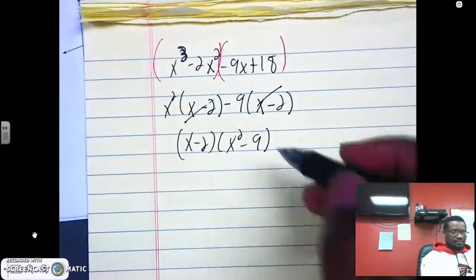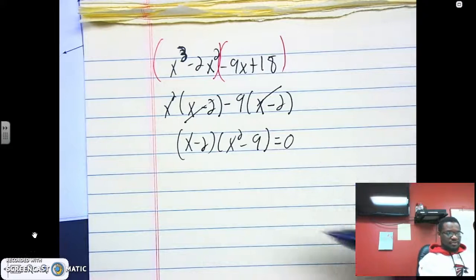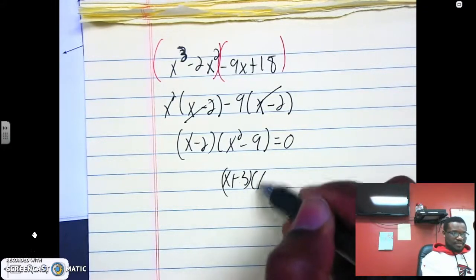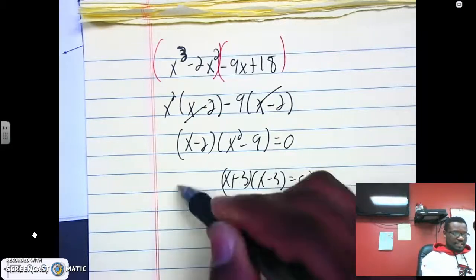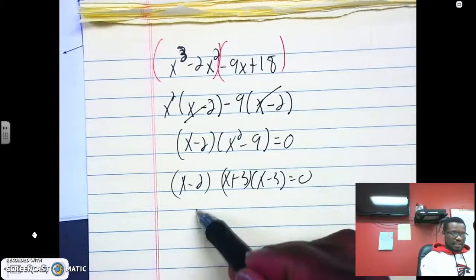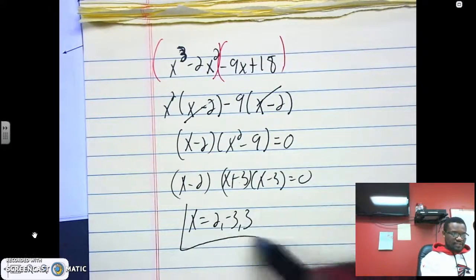Alright, now look at that. Isn't that the same thing we had earlier? If it's set equal to 0, then this factors in x plus 3, x minus 3, and that's still x minus 2. And so you get all the same. You get x equals 2 and 3 and negative 3 as your solutions.